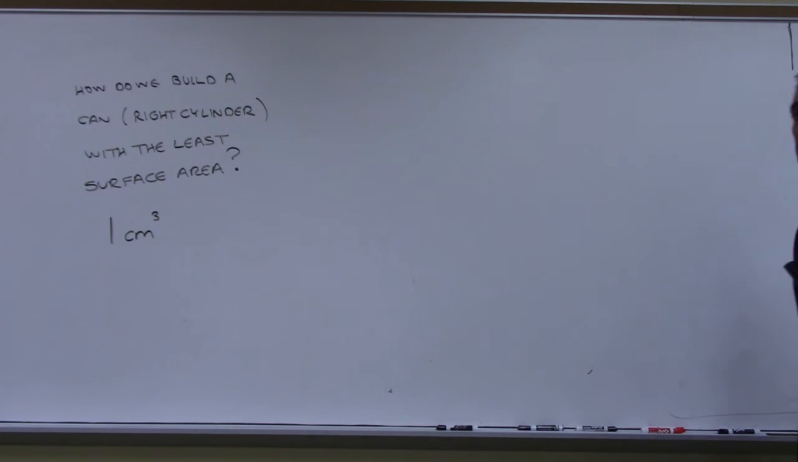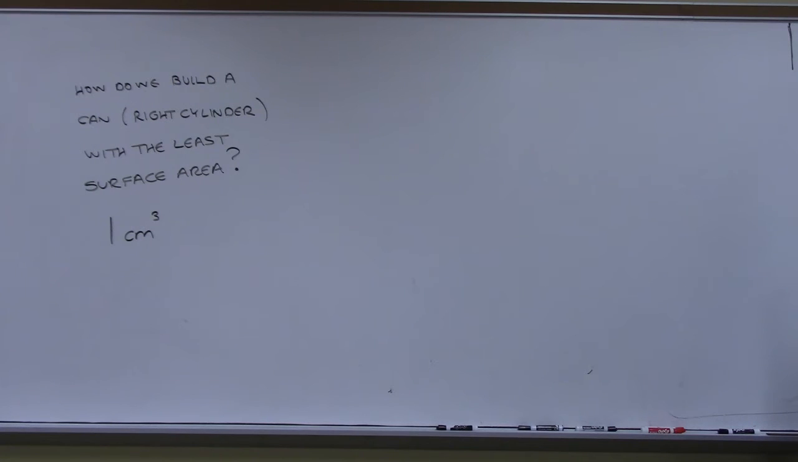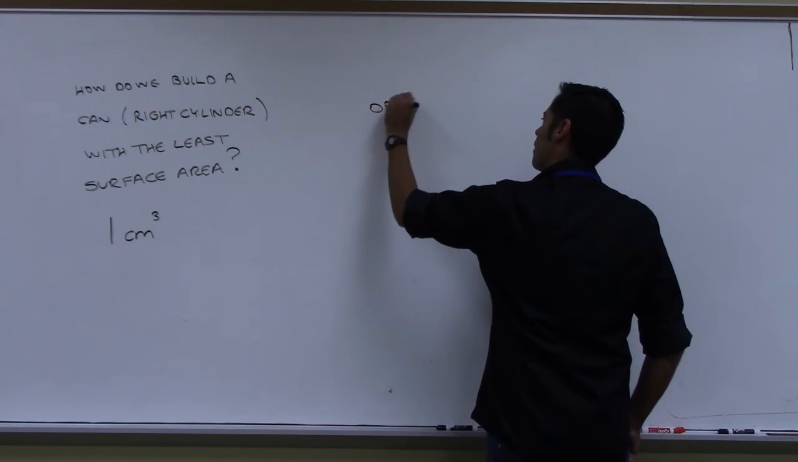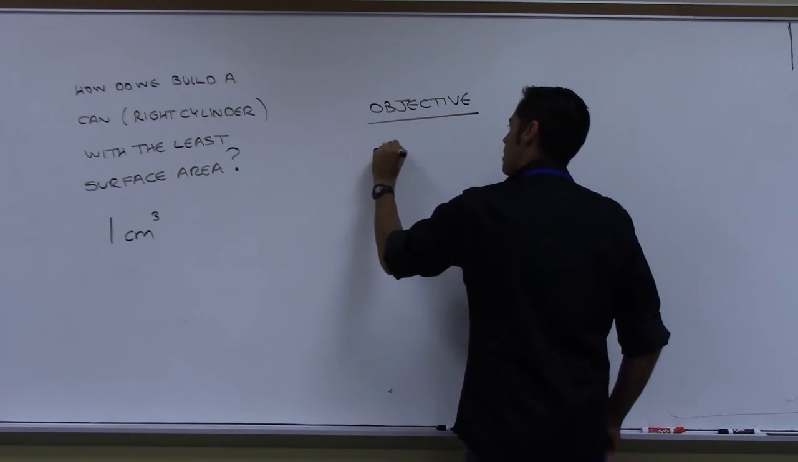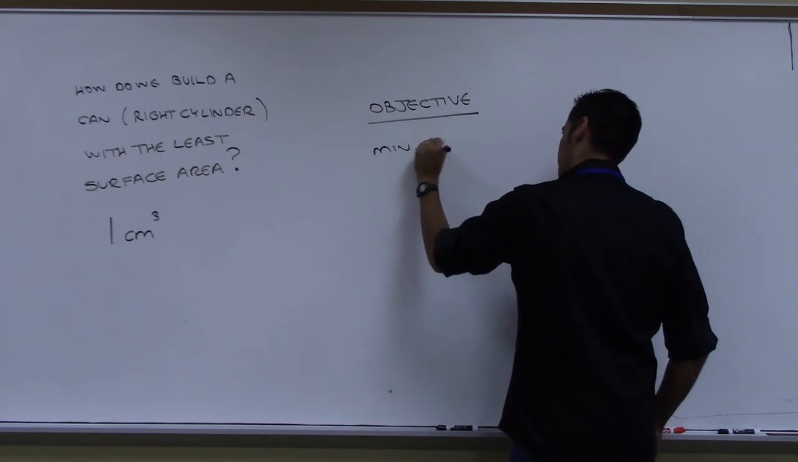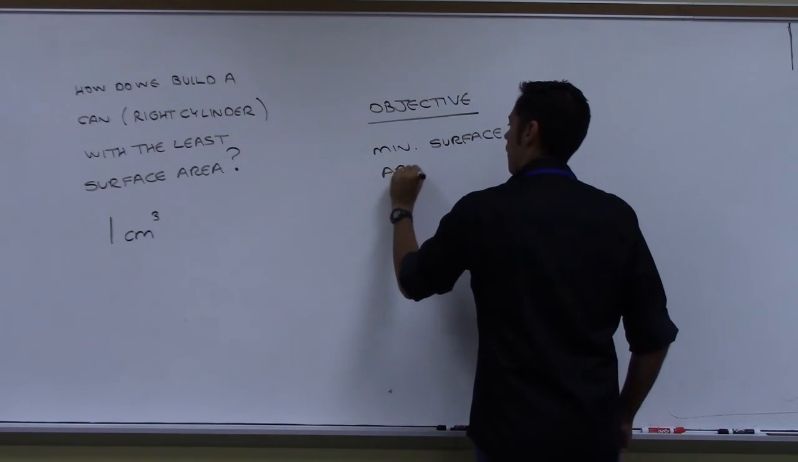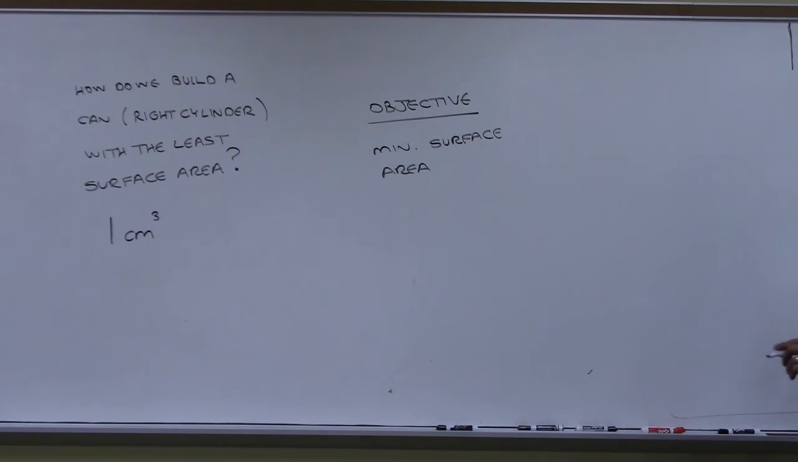So how do we do it? What is it that we're trying to optimize? Surface area. And we want the maximum or minimum? Minimum surface area. So the objective is to find the minimum surface area. So I need an equation for it.